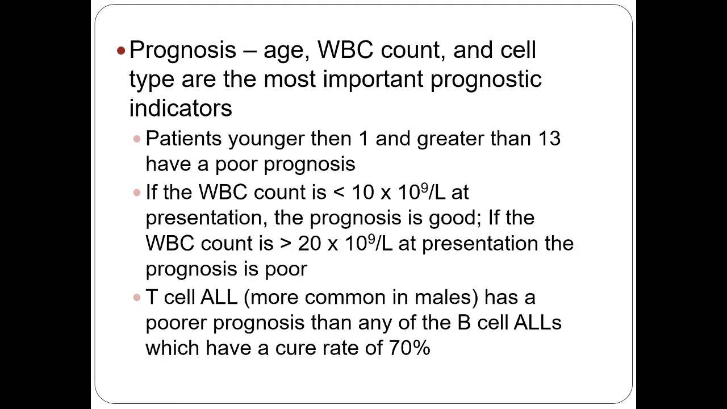Prognosis: age, WBC count and the cell type are the most important prognostic indicators. Patients younger than 1 and older than 13 have a poor prognosis. If the WBC count is less than 10,000 at presentation, the prognosis is good. If the WBC count is more than 20,000 at presentation, prognosis is poor. T-cell ALL is more common in males and has a poorer prognosis than B-cell ALL.